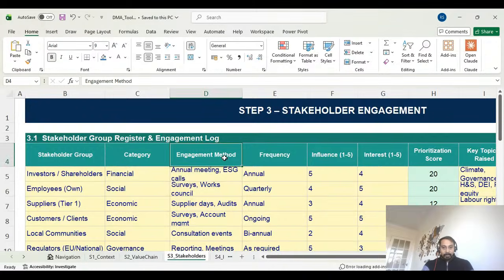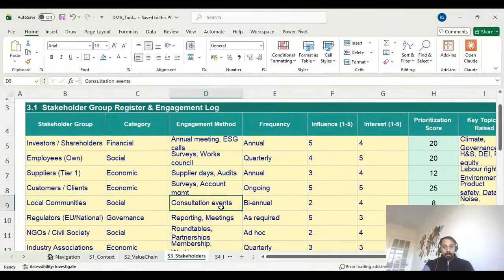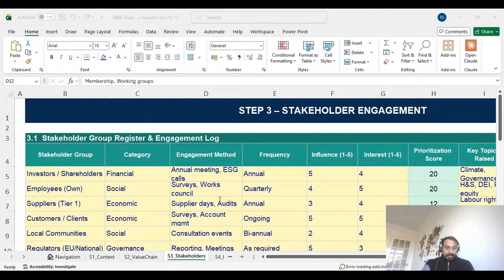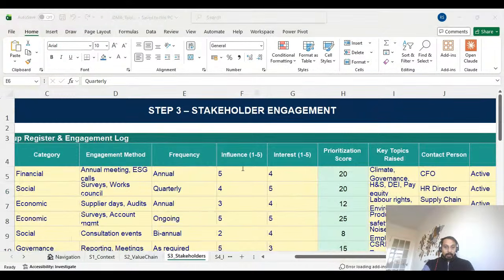Then the engagement method, how we are going to engage: focus group, survey, annual meeting, offsite consultation events, physical events, webinars, roundtables, or anything. Then frequency, how often you are going to ask the particular stakeholder: annually, quarterly, ongoing, or anything. Then influence scores and interest scores, and how they work. These are very important, and these two scores automatically give a prioritization score. Influence is 1 to 5 and interest is 1 to 5.